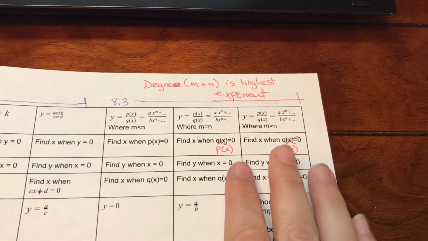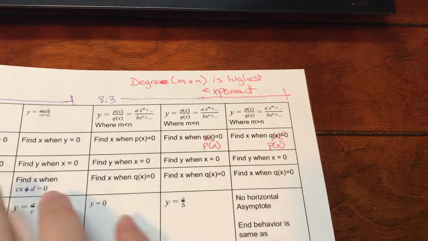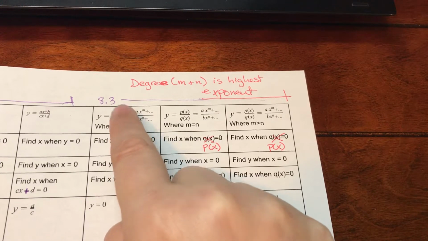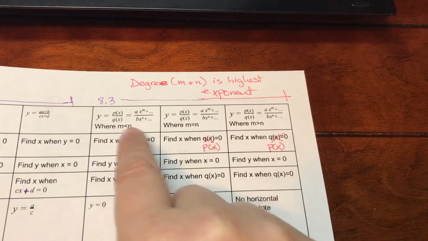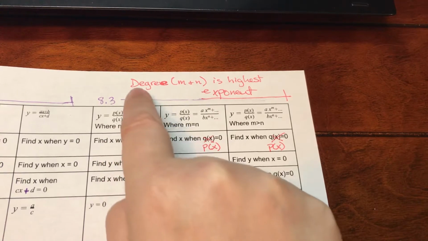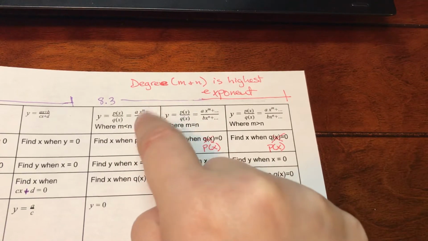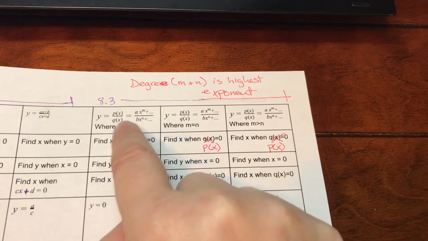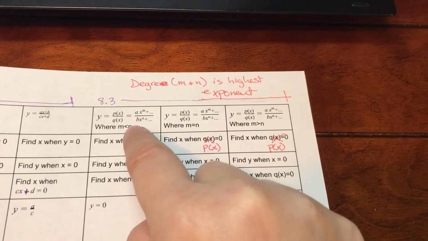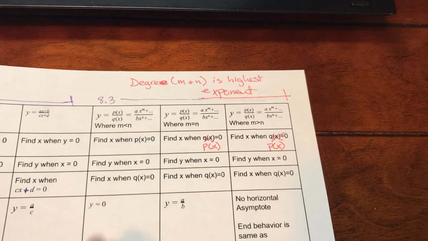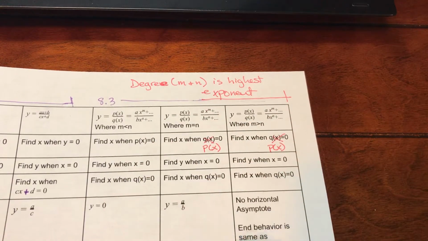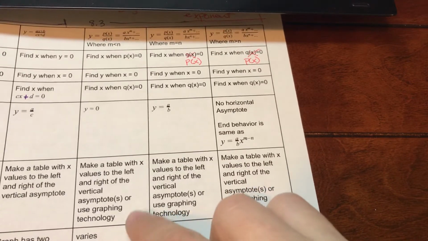I'm going to speed through those because this is really where people started having a hard time. Here, these are all going to be a polynomial divided by a polynomial. The difference is the degrees. Remember that the degree, which is our m and n values in this situation, is the highest exponent. So here, if our m is less than n, then we're going to use this column. And we find the intercepts and we find the asymptotes, and then we can make a table or graph using Desmos or a graphing calculator.